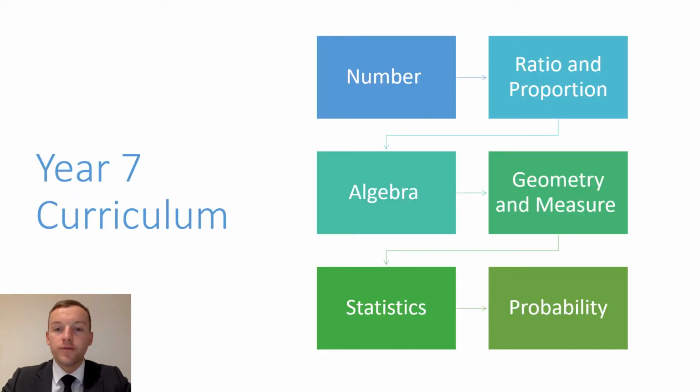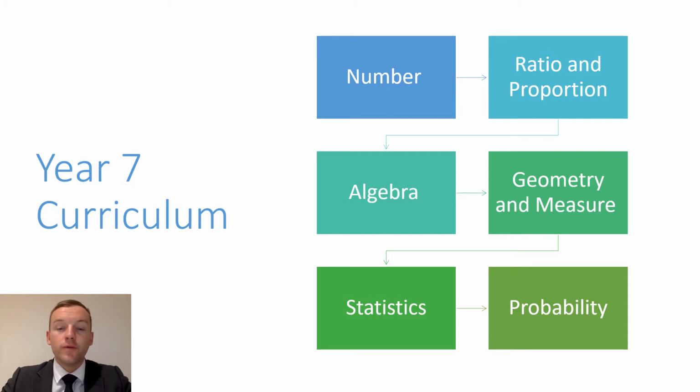Now, in Year 7, we build on knowledge from Key Stage 2 with the aim of developing fluency in the following topics. So in number, we will look at place value, negative number, the order of operations, standard form, multiples, factors and primes, fractions, decimals and percentages of an amount, calculating with fractions, and rounding and estimation. We also look at ratio and proportion, in which we begin to look at basic ratio notation.